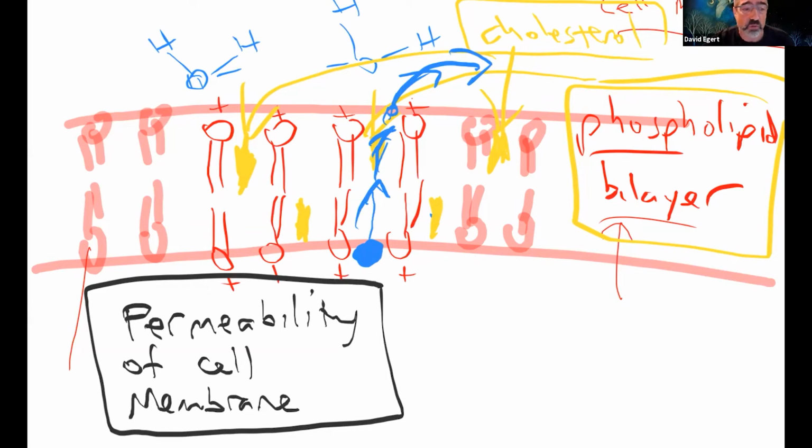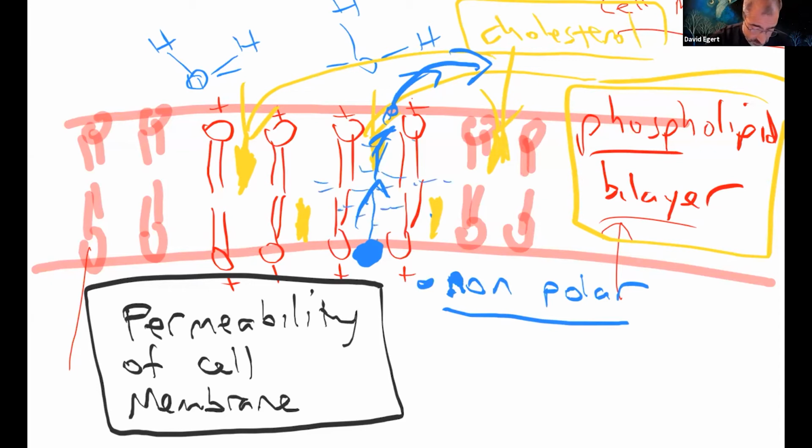What kind of things will be able to easily just move from one side to the other? Smaller molecules. Non-polar small molecules. So non-polar. Things that are non-polar can cross without any kind of help, right? It doesn't matter their size. Size doesn't matter here. It just matters if you're non-polar and you're here, you can just drift into here and drift across and end up on the other side.